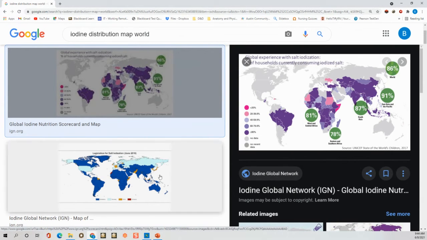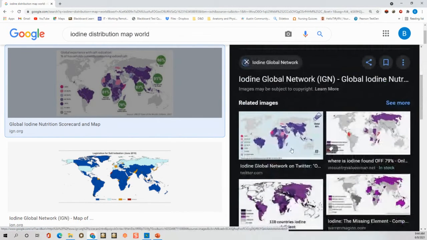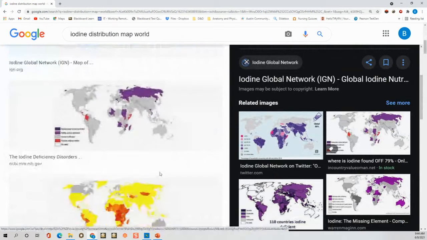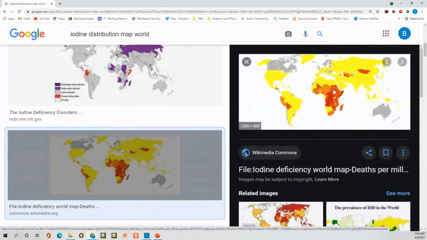This is a global experience, with legislation for salt iodinization. Where is there iodine soil deficiency? Oh, they're here. So this is a world map. I definitely want to point out a couple of places in the world, especially Africa. Africa is very iodine deficient. The soils of a lot of the African world do not have iodine.